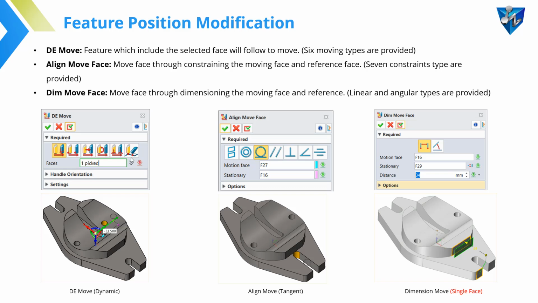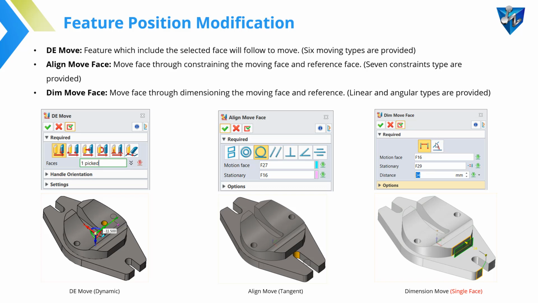Second, Align Move Face. With this function, you can move a face through constraints, as shown in the middle picture below. 7 constraint types are provided. Third, Dimensional Move Face. Similar to the second way, with this function, you can move a face through a dimension constraint. Both linear and angular types are provided.